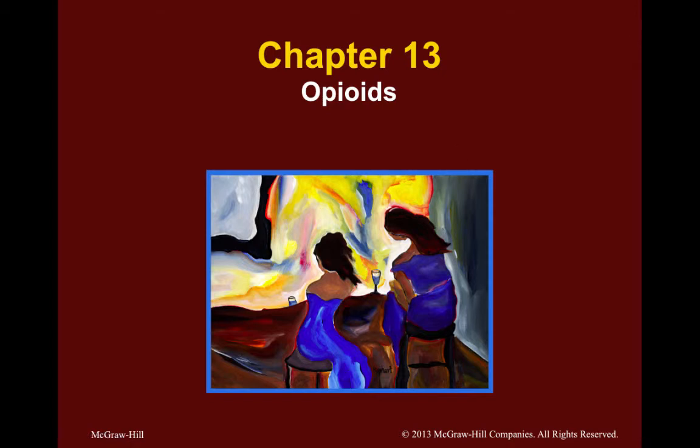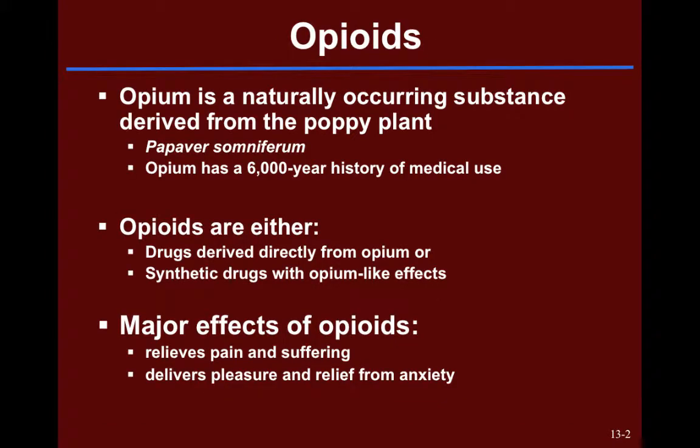Hello, and welcome to the first of our mini lectures on Chapter 13, where we will be discussing opioids. We'll start with opium. Like many of the drugs that we've discussed this semester, opium is a naturally occurring substance. It is harvested from the poppy plant, and it has been used for over 6,000 years.